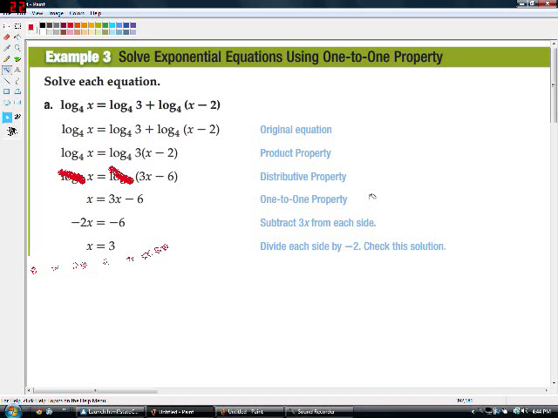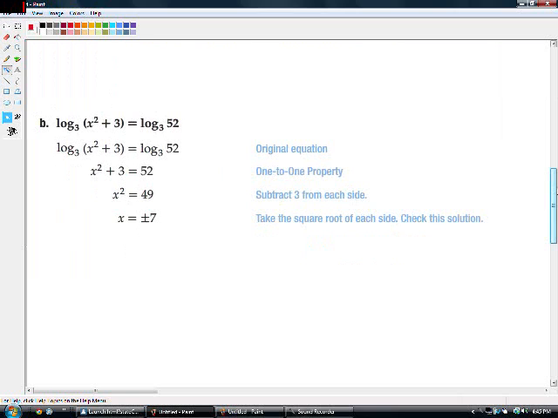Alright, number B. In order to do this, folks, you need to do this very carefully. Very careful. It's the only way.